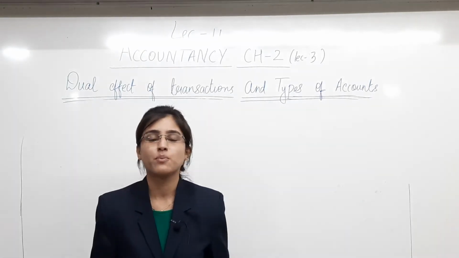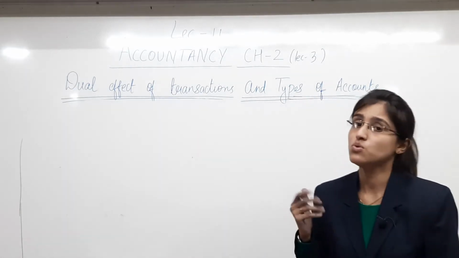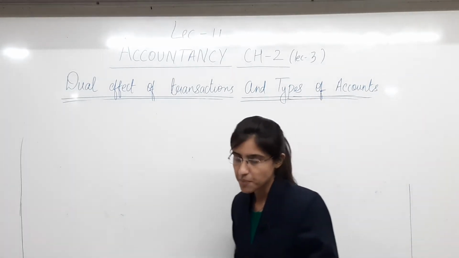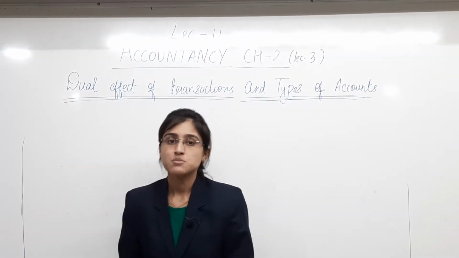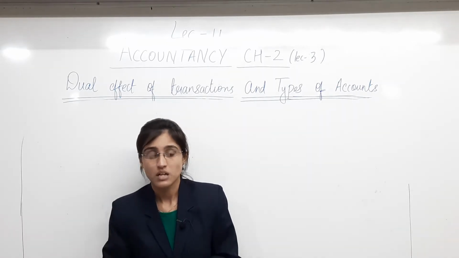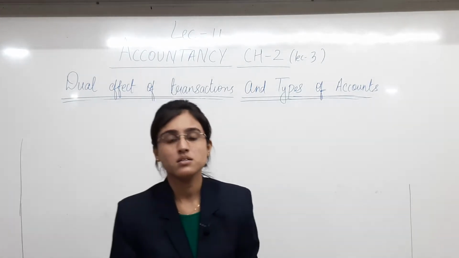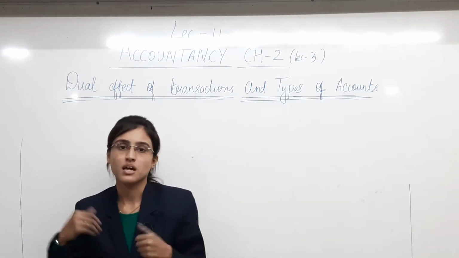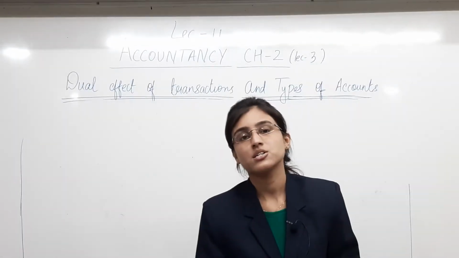Goods of rupees 900 are sold to whom? To Meena. Did she pay? No. There is no mention that she has paid. That means she did not pay. That simply means that this is a credit transaction. There is no mention of the word cash or bank.